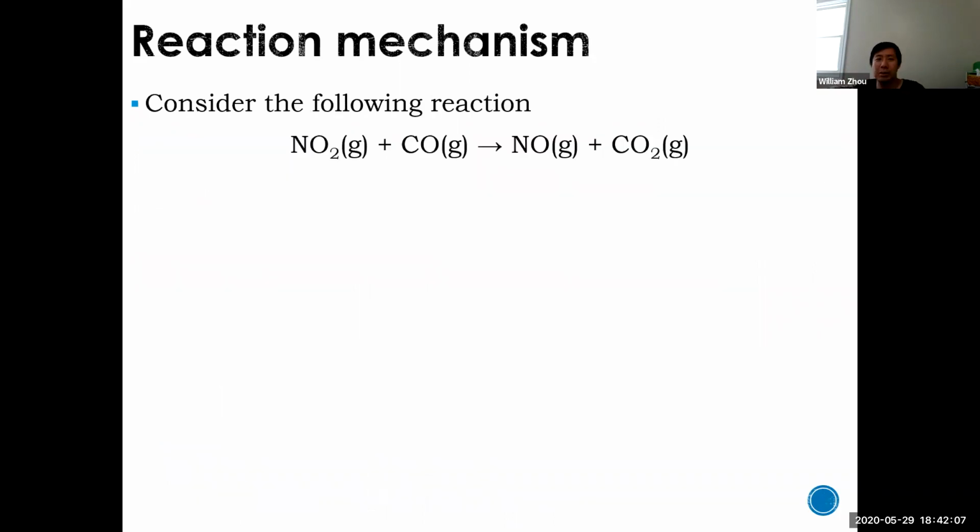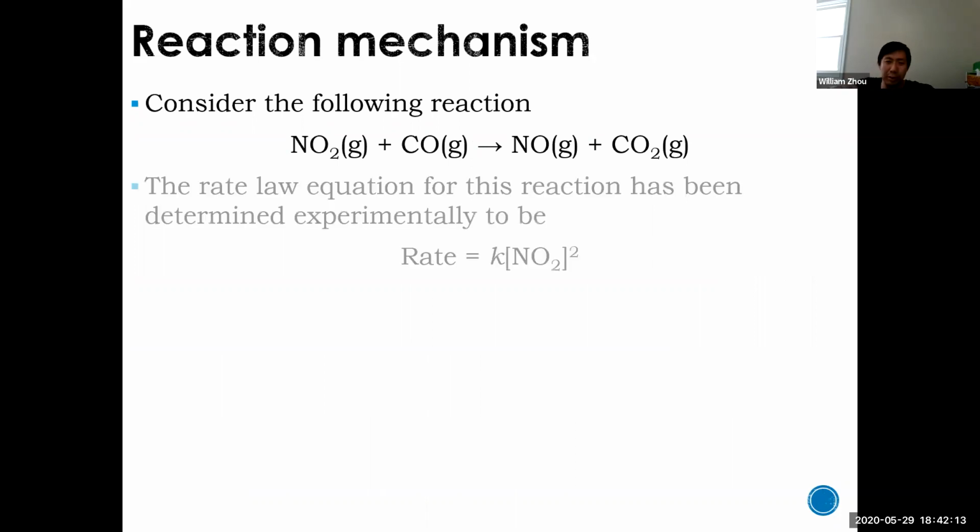So consider this real chemical equation. You have NO2 plus CO, you get NO plus CO2. Here is the rate law. We determined the rate law experimentally. We did some experiments and we figured out, okay, so that's what affects the rate of reaction here. Rate equals k[NO2]^2. This has nothing to do with the balanced equation at all. Okay, just to remind you.